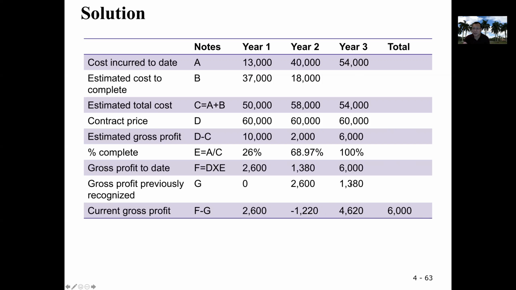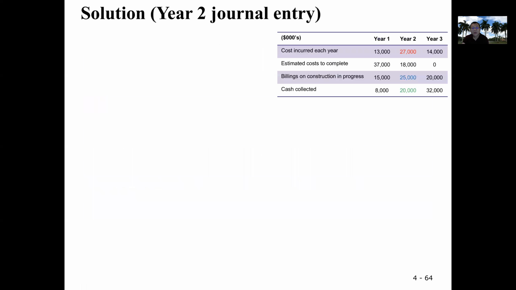So this is the first question. Make sure you understand this calculation, okay? So the second question is about the accounting journal entries for year 2, right? Remember in last lecture, we talked about the accounting cycles for the construction contract, right? And there are 5 distinct stages. So we are going to use that to make the accounting entry, okay?